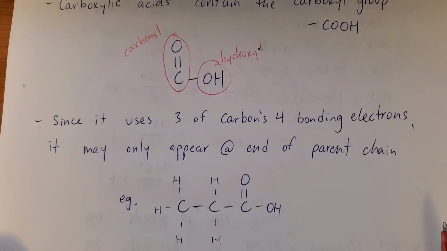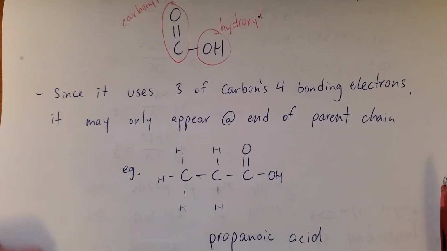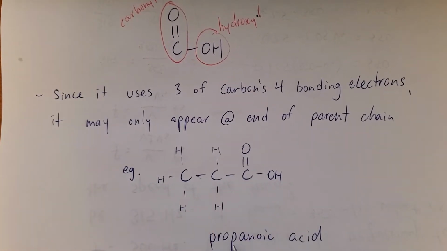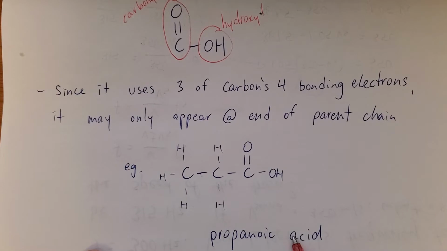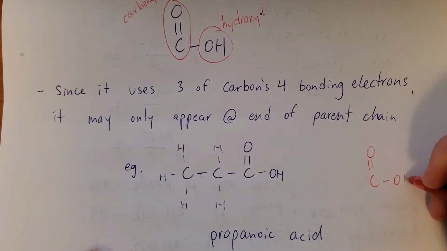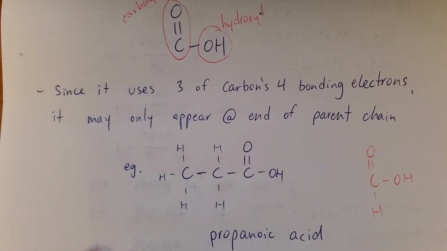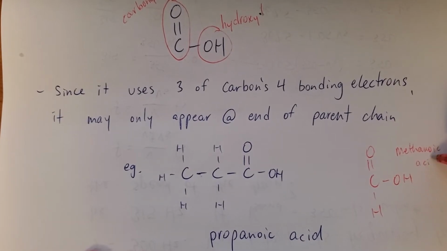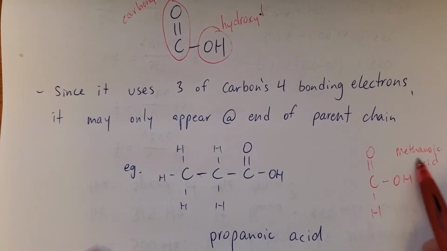So it can only appear at the end of a parent chain. Here I've put it at the end of 3 carbons. That makes this propanoic acid. Methanoic acid is the simplest one. It has only 1 carbon, so that would be methanoic. I'm just showing you how to name it. You just take the alkane prefix and make it oic acid.